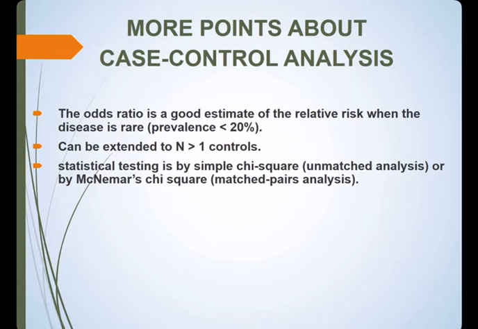The statistical testing for the case control study analysis is by the simple chi-square test for the unmatched analysis, or by McNemar's chi-square test for the matched paired analysis.